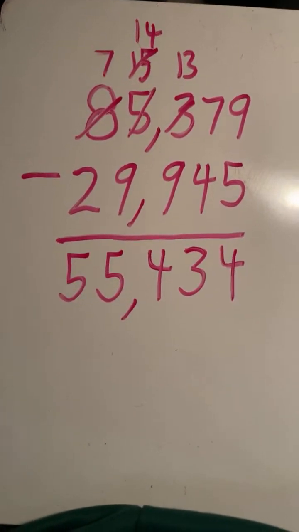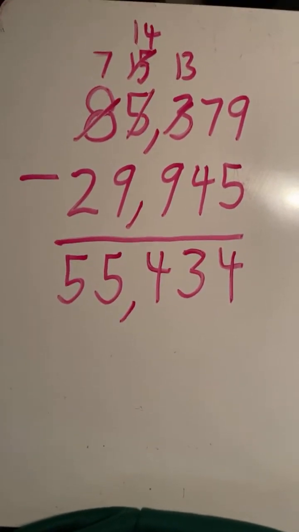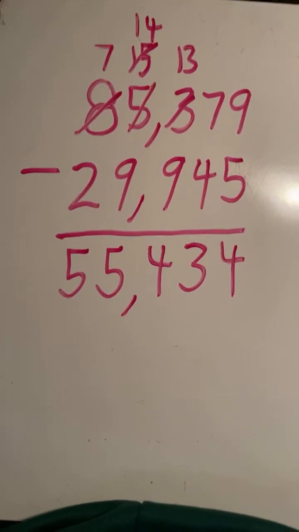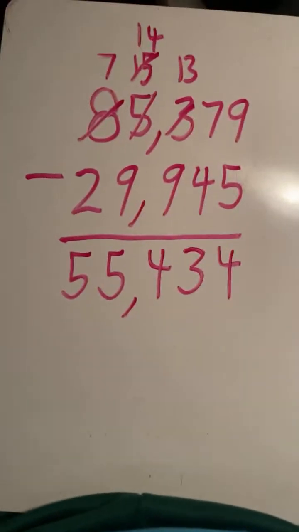85,379 minus 29,945 equals 55,434. All right, moving on to example number 4.